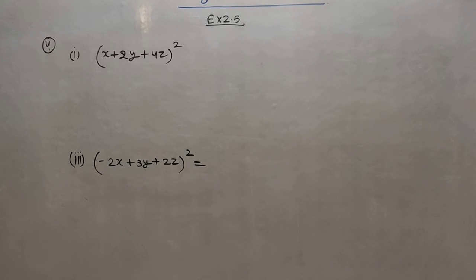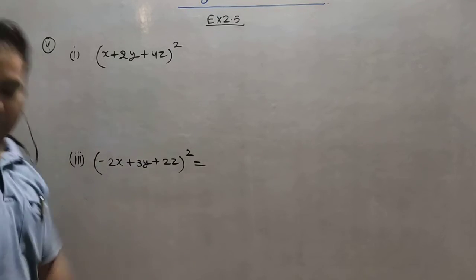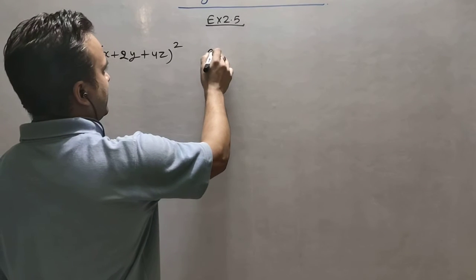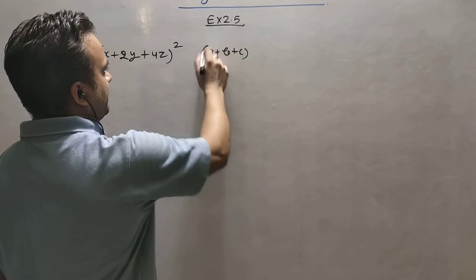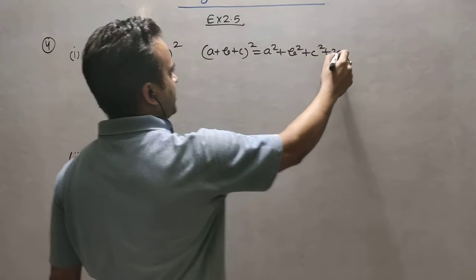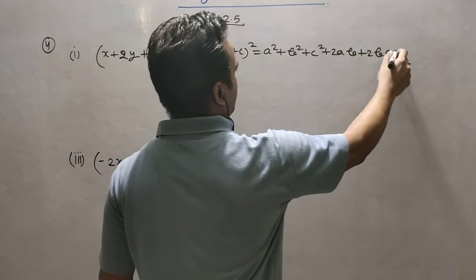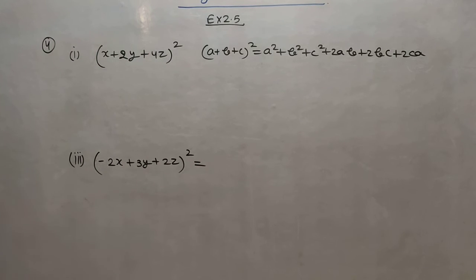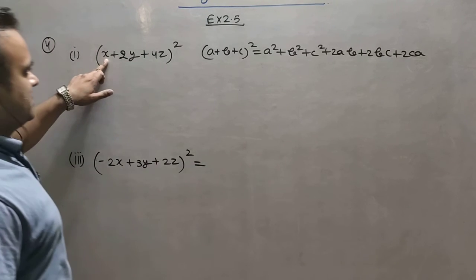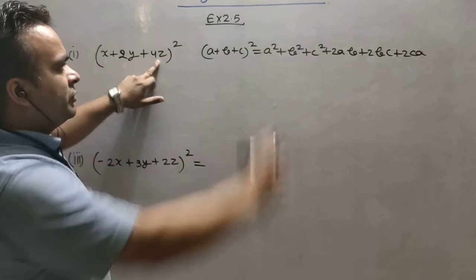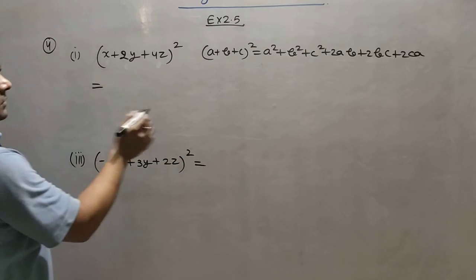So fourth sum, question number 1, you can see (a + b + c) whole square. Clearly we can see the identity here. Which identity we have to use? I am writing the identity here: (a + b + c)² = a² + b² + c² + 2ab + 2bc + 2ca. Now what is a here? x. What is b? 2y. What is c? 4z. Only put the value in this identity, you will get the answer.